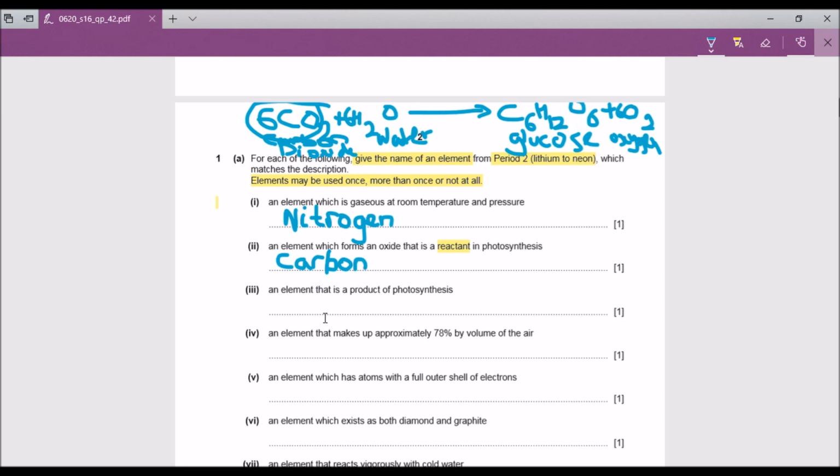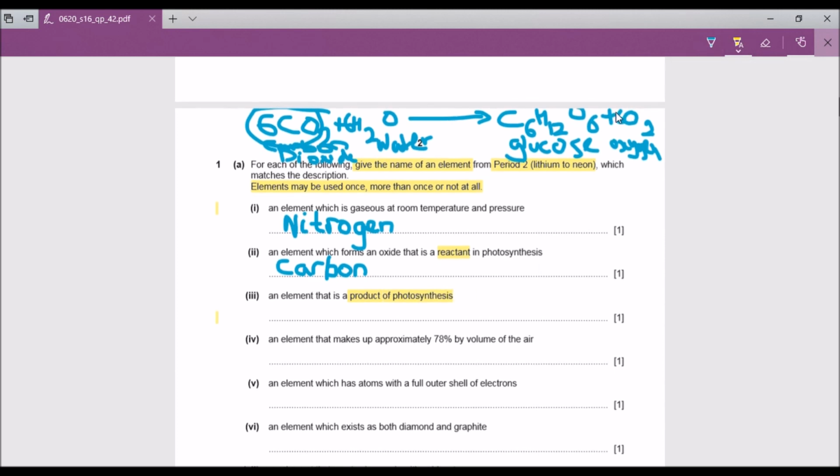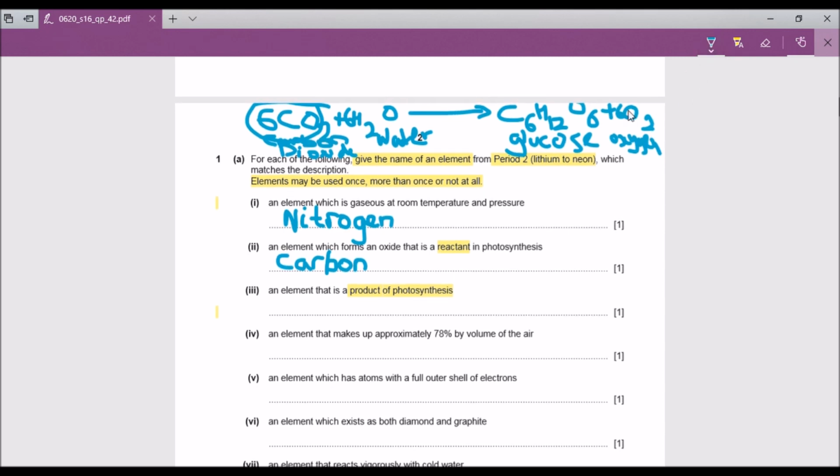So the next part is again photosynthesis, except this time it's an element that is a product of photosynthesis. From the equation, you can see that oxygen is formed, and plants give out oxygen anyways. So the answer is oxygen.